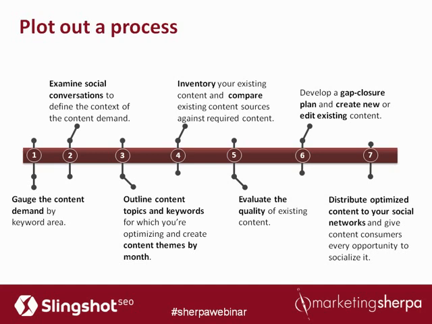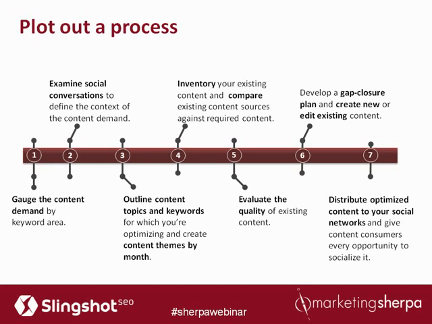First, you're going to gauge the content demand by keyword area, and then examine social conversations to define the context of the content demand. Now, context is everything. And here is where social conversations really give you a sense of language and attitude. How are people talking about this issue, this need, this problem? Where? Why are they talking about it? Is it that they're looking for information? Is it that they're frustrated? How often are they talking? What kinds of answers are they looking for? What kind of answers seem to satisfy them? So examine those social conversations.